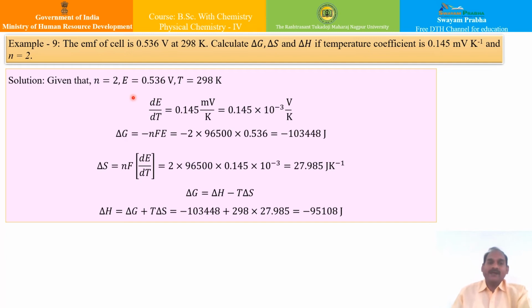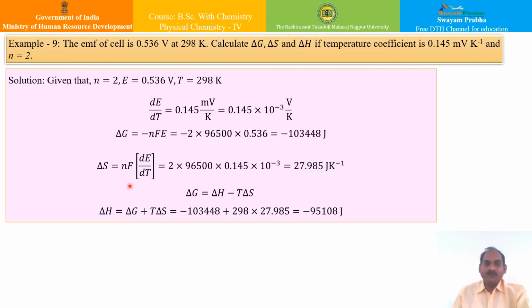Similarly, I can go for another numerical, where the EMF of the cell is given as 0.536 volt at 298 K. Now, I need to calculate delta G, delta S and delta H, if the temperature coefficient is 0.145 millivolt per Kelvin and N is equal to 2. So everything is given. We have seen all of these formulas, and if I substitute these values in the formula, I can get these values very easily.